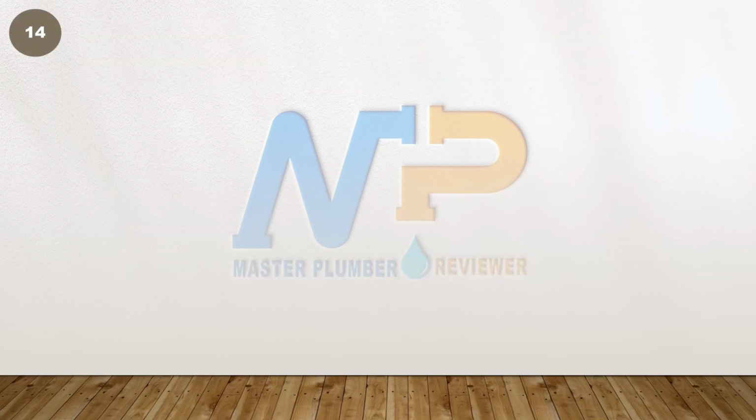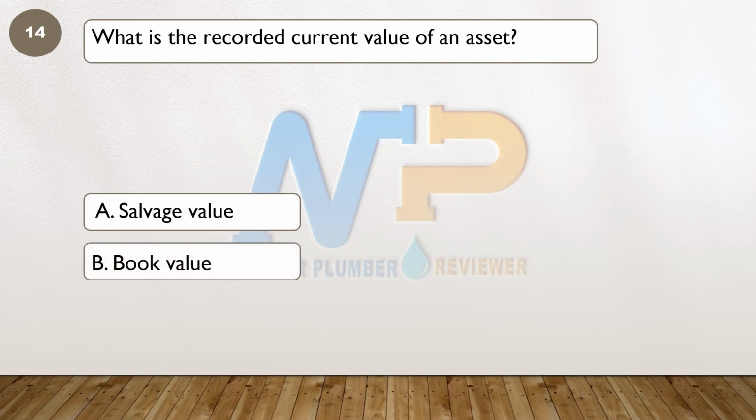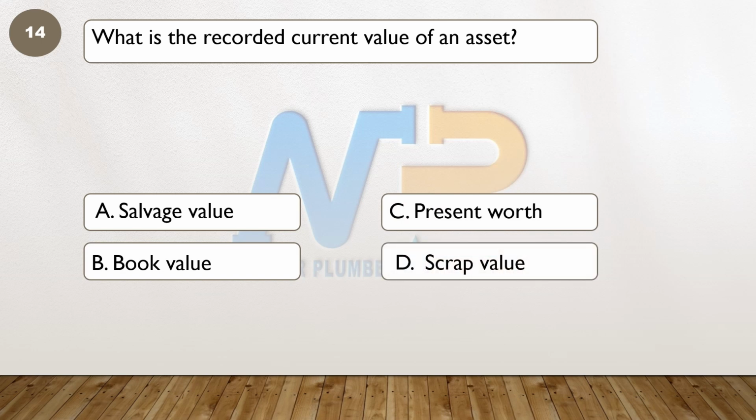Number 14. What is the recorded current value of an asset? A. Salvage value, B. Book value, C. Present worth, D. Scrap value. The answer: it's B. Book value.